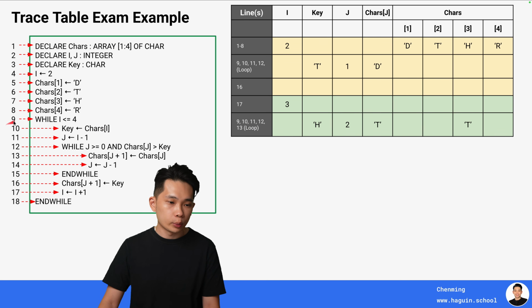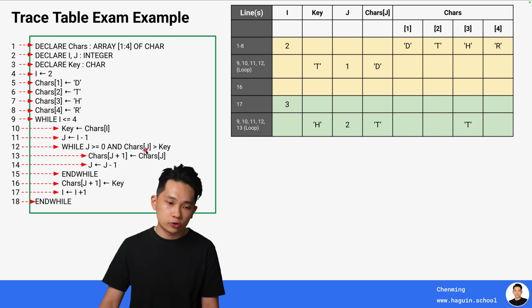Let's look at this. We have 9, okay, we run this. And then 10, key is equal to chars I, which is key is equal to char 3. So what is char 3? It's going to be h. So h will be the key. And then j is I minus 1, so 3 minus 1 is equal to 2. And then while j is more than or equal to 0, yes it is.